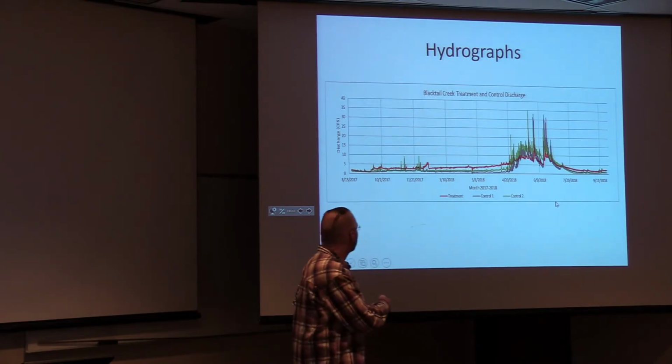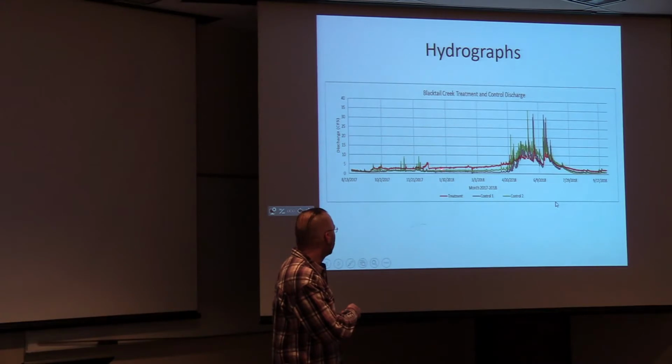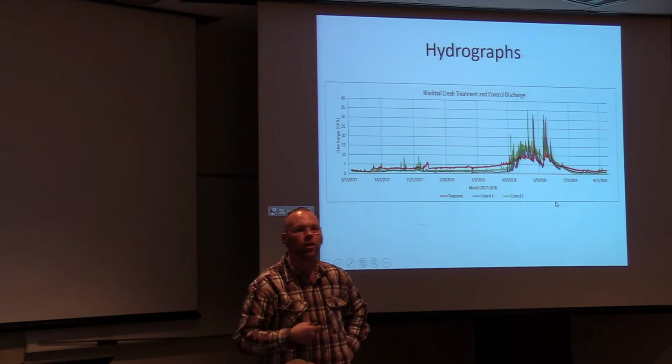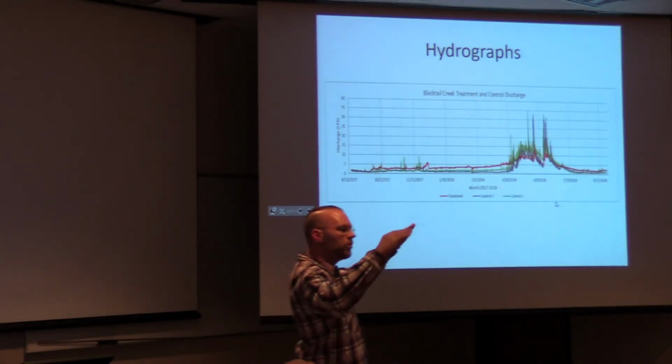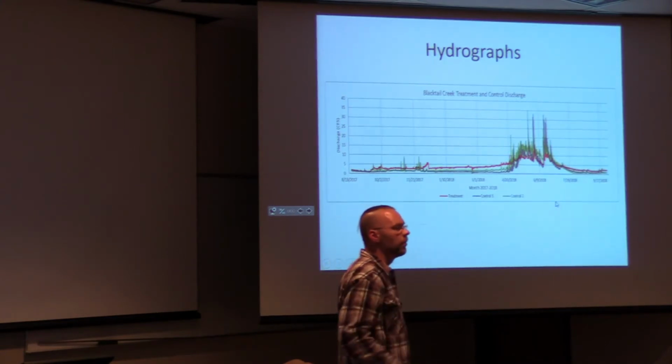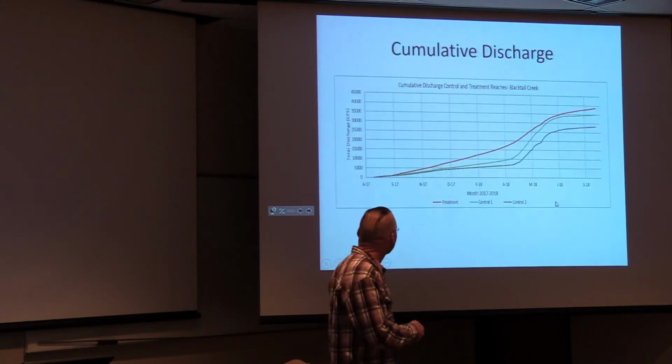With stream flows, here's cutting to the chase. The red line is the restored site. The other lines are non-restored. The red line is much more damped and much less flashy during high flow events, rain and snowmelt events. So the beaver structures seem to be preventing water from peaking up really high and then going down really fast.